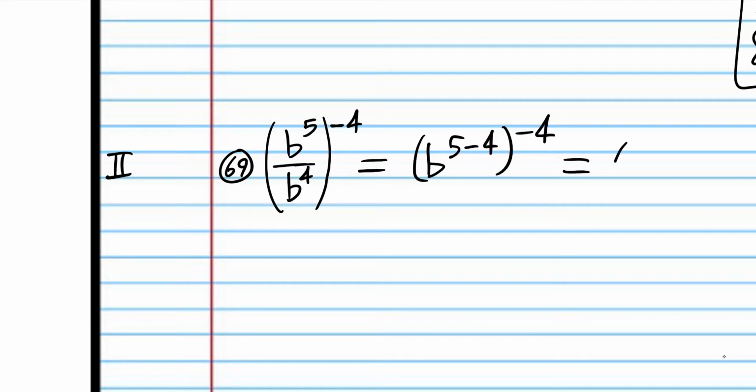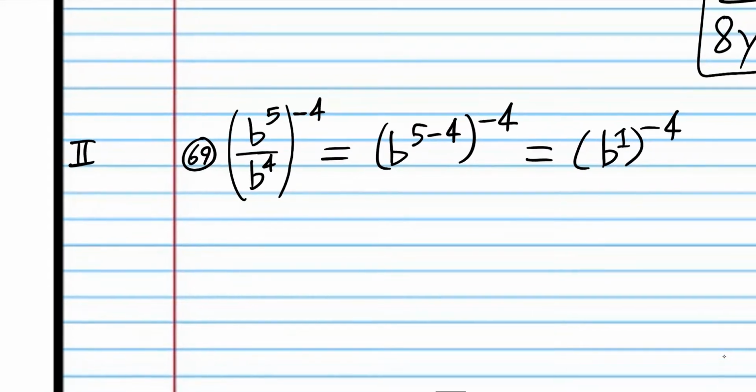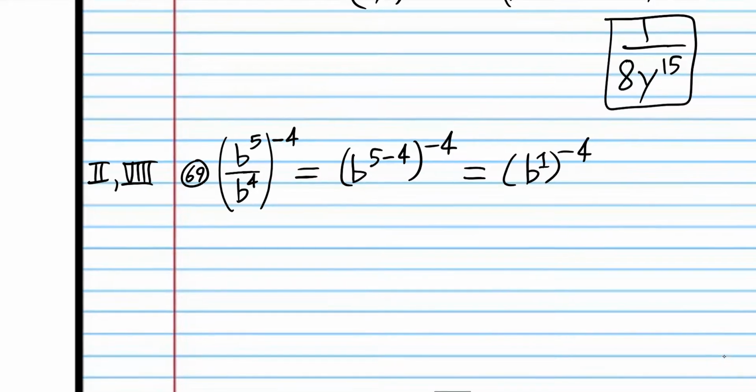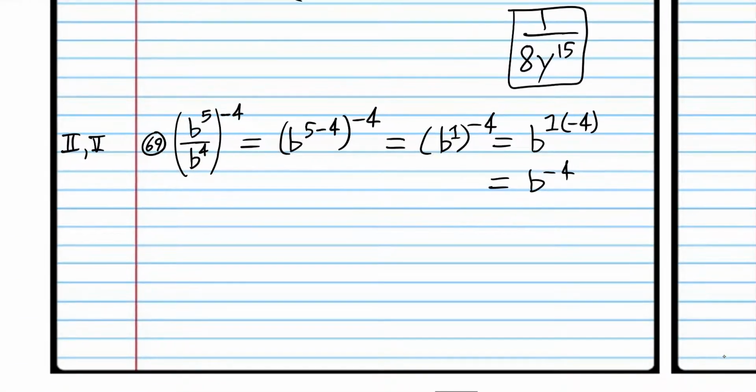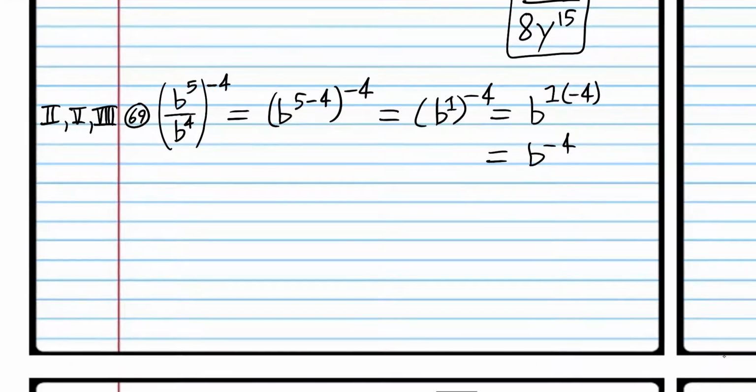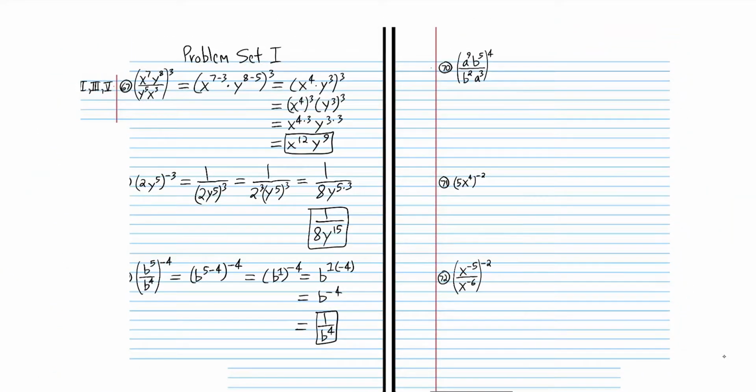And we get b to the first power raised to the negative 4th power, and then we can use rule number 8. There's more than one way to do this, but I'm just going to do it this way. Actually, no, I'm sorry. We're going to use rule number 5. Raising a power to another power, we just multiply the exponents, and we get b to the negative 4th power. But remember, we can't leave our final answer with a negative exponent, so we have to use rule number 8. And there you go. So I want you to try number 70.